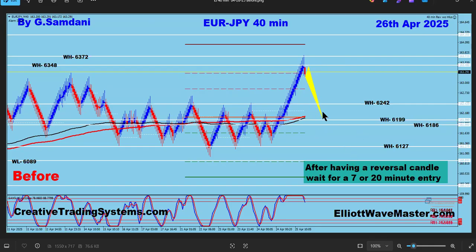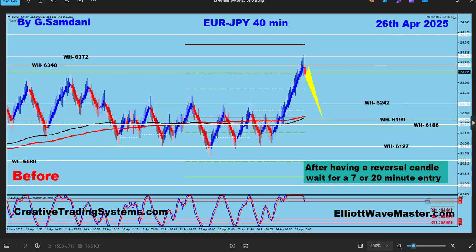And if it does, then what I'm supposed to do is written here. After having a reversal candle, wait for a 7 or 20-minute chart entry. These are specially made charts in Renko candle style, right? So I'm supposed to take a 7-minute short entry if it starts to continue to drop, right? And I made this chart on the 26th.